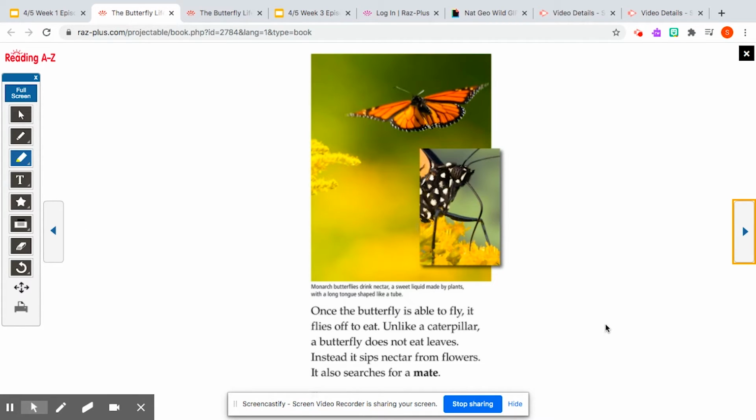Once the butterfly is able to fly, it flies off to eat. Unlike the caterpillar, the butterfly does not eat leaves. It sips nectar from flowers and it searches for a mate. It does not eat leaves. It sips nectar and searches for a mate.